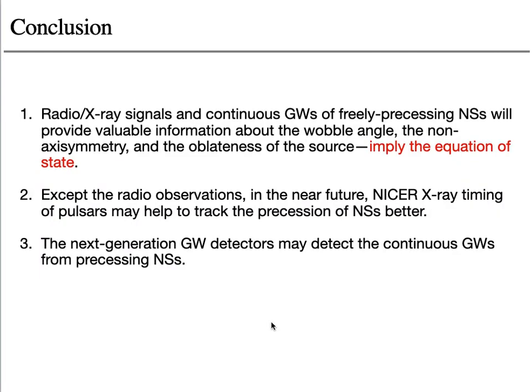So, first, the radio or X-ray signals and continuous gravitational waves of a freely precessing neutron star will provide valuable information about the wobble angle, the non-asymmetry, and the obliqueness of the source, which will imply the equation of state. Second, besides the radio observations, in the near future, NICER X-ray timing of pulsars may help to track the precession of neutron stars better. Third, the next generation gravitational wave detectors may detect the continuous gravitational waves from precessing neutron stars.